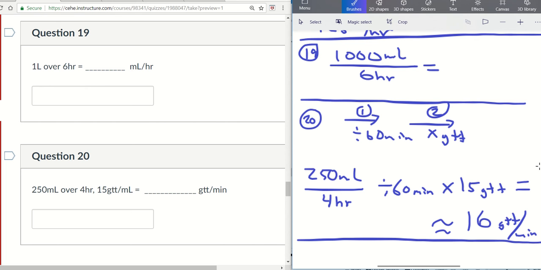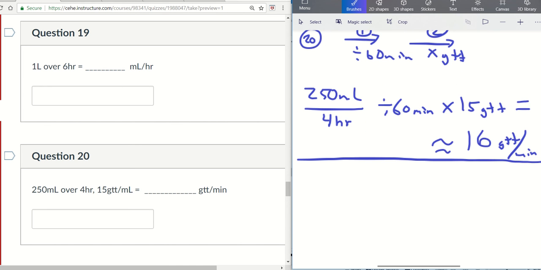I feel like sometimes I don't know when to round. To the nearest one. Usually 1 mL, 1 drop for those. Just be careful if you need to round up.